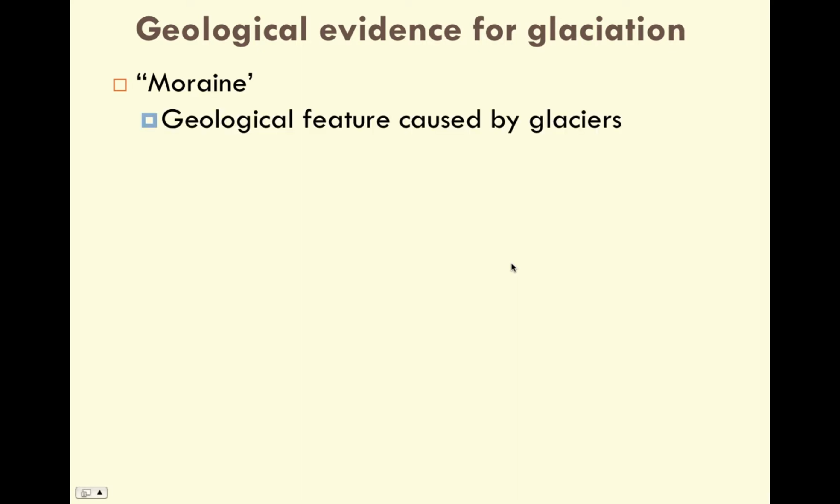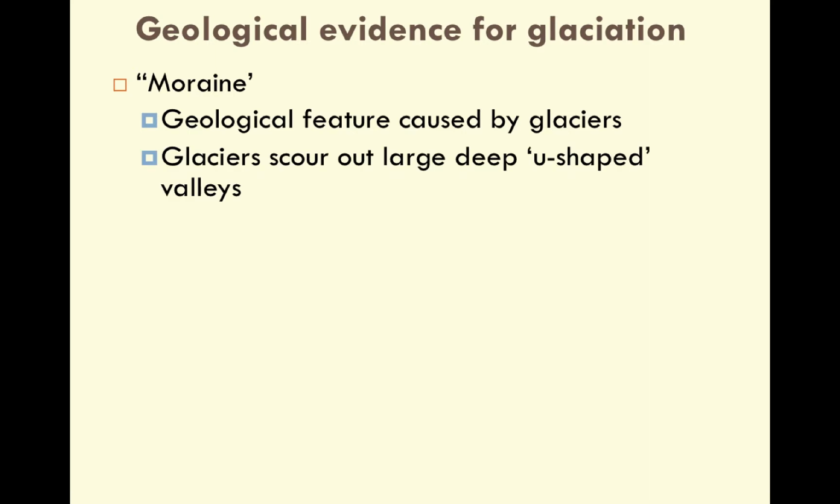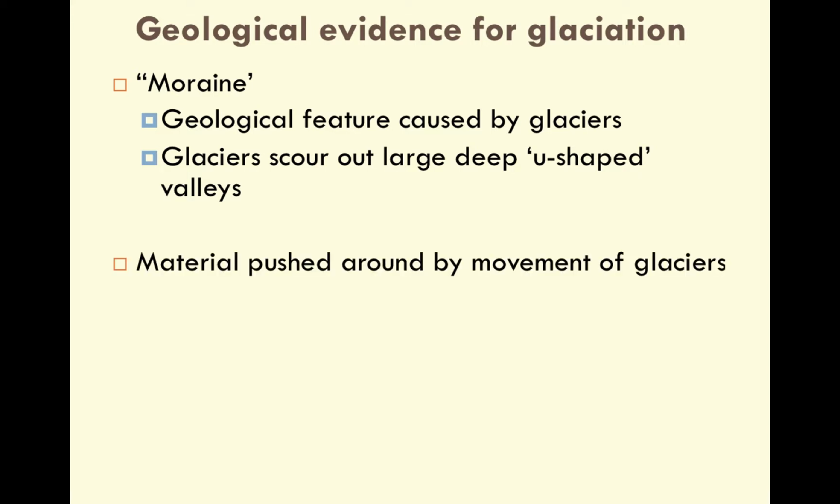A moraine, as shown in the last picture there, is a geological feature caused by glaciers. Glaciers essentially carve out large, deep, U-shaped valleys that are a signature that a glacier caused them. Material is pushed around by the movement of glaciers. Glaciers can push rocks ahead of them and underneath, and in so doing they can grind up the rocks, they can push the rocks into certain formations as evidence that a glacier was there in the past.